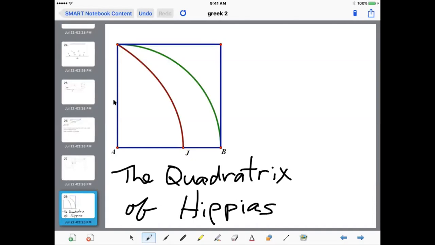In this picture, I have a square, I have a green quarter circle, and then I have this red thing. That red thing, which looks almost like a piece of a parabola or a piece of an ellipse, is called the Quadratrix of Hippias. And let me show you how the Quadratrix of Hippias is defined.